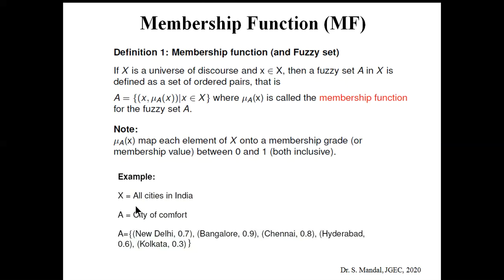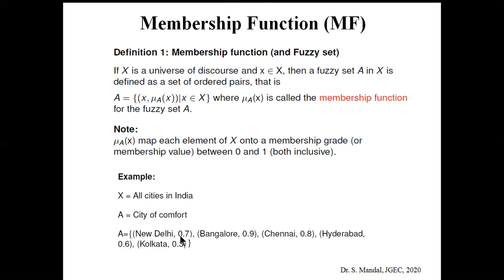Again another example, if we want to express the comfort of cities with respect to all cities in India, we can express the fuzzy set for the city of comfort like this. There will be ordered pairs, where the first one denotes the element, that is some city, and the comfortness is expressed by the corresponding membership function of that city.